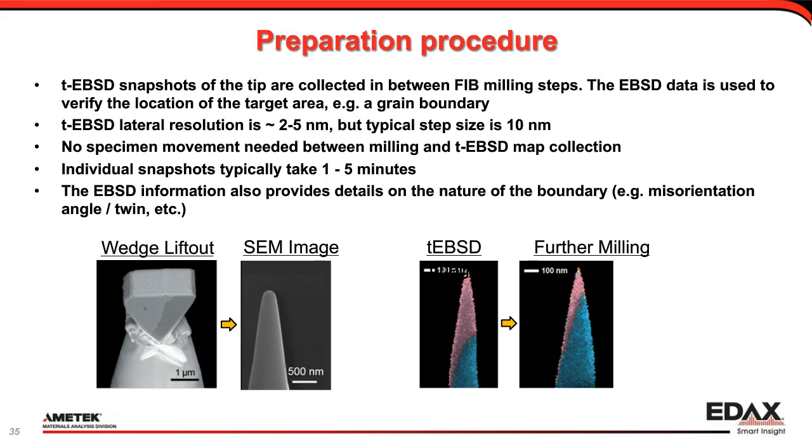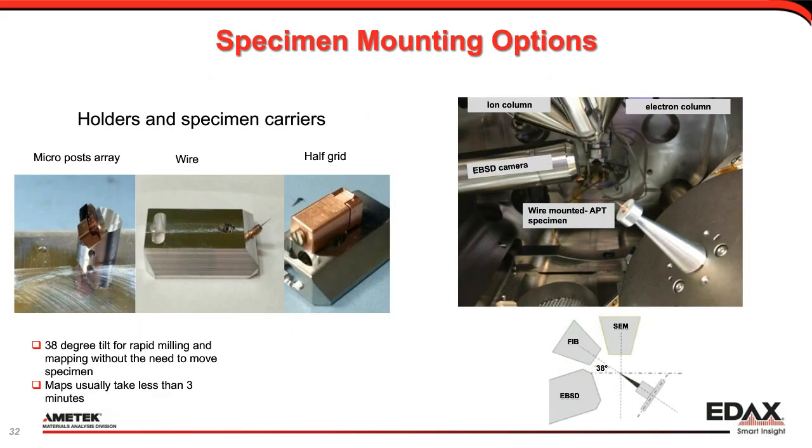And this is where transmission EBSD can help us out a lot by enabling us to take successive maps at each stage of this milling procedure and be able to adjust our mill pattern so that we can position the grain boundary close to the apex and ensure that we collect that within our atom probe analysis. And the EBSD will also provide us information about the nature of the grain boundary, such as the misorientation between the two grains.